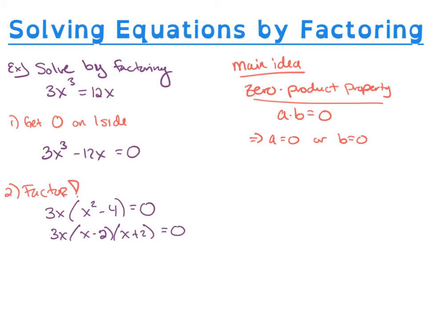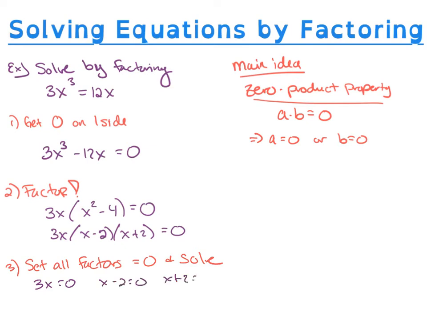And now that we have all of them factored, we have a product of, in this case, 3 things that multiply together to give us 0. So we know from the zero product property that any of those things can be equal to 0. So step number 3: set all of your factors equal to 0 and solve. So we have 3x is 0, x minus 2 is 0, and x plus 2 is 0. So x equals 0, 2, and negative 2.